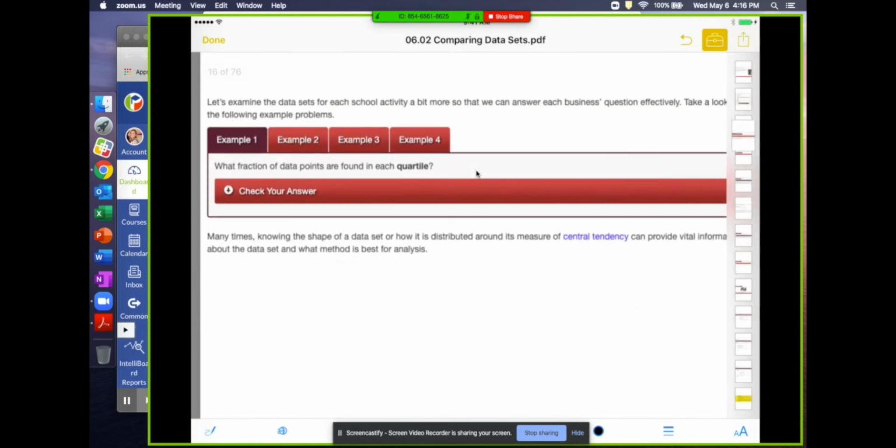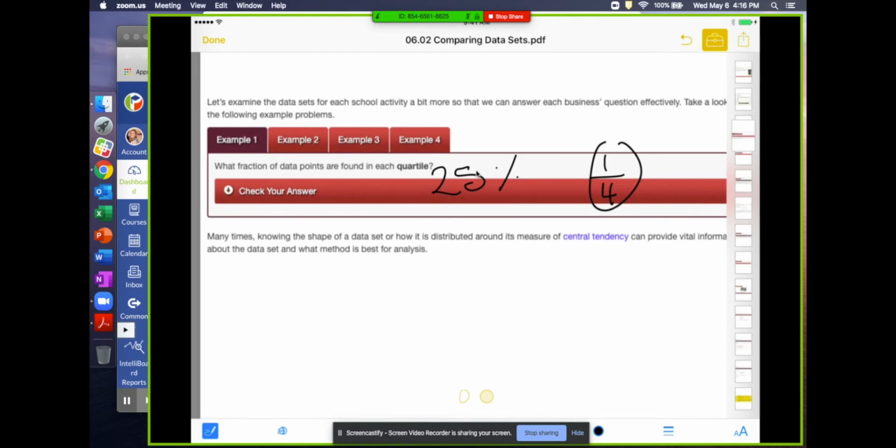Now we're going to look at some example problems. So what fraction of data points are found in each quartile? Well, you want to think a quarter. A quarter is 25%. So that's definitely going to be 25%, or a fourth. You can also write that as 1 over 4 because it asks for what fraction, so I'm going to go with a fourth.